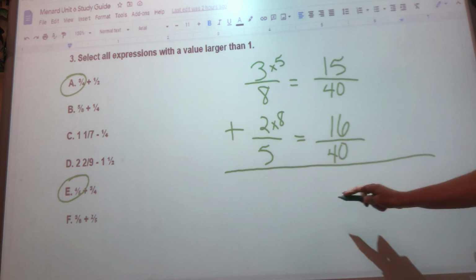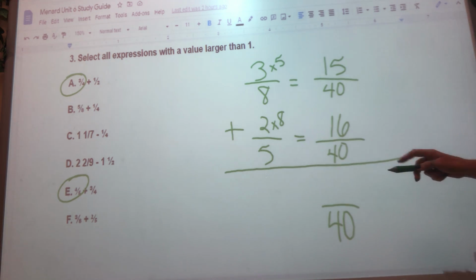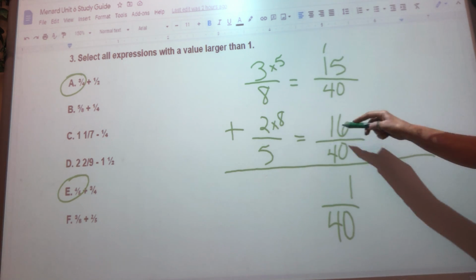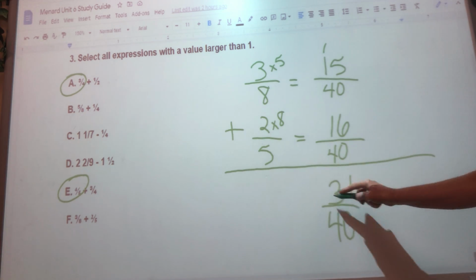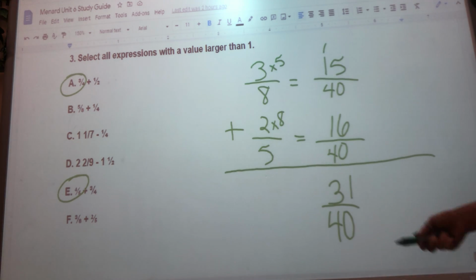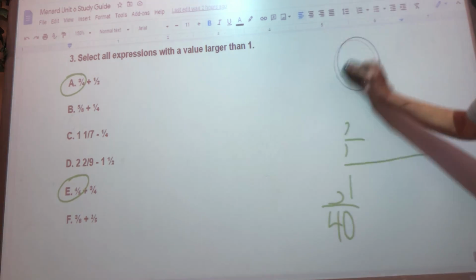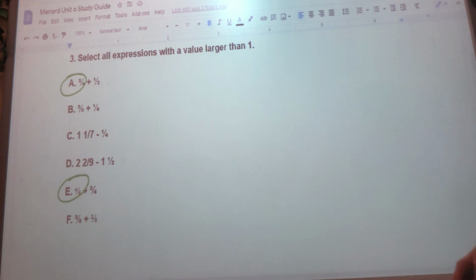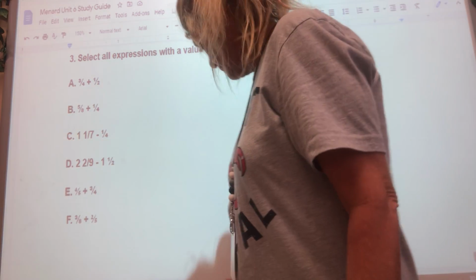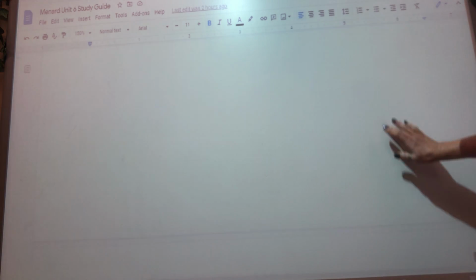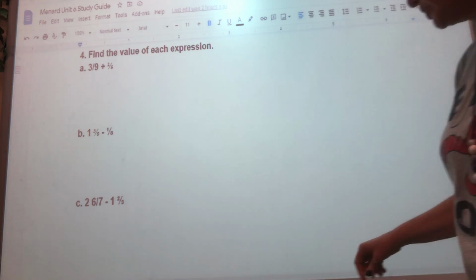15 is our new numerator, and we're adding. 5 plus 6 is 11. 1 plus 1 is 2, plus 1 is 3. So do I circle F? No, because this is a fraction which is less than 1. So it's only A and E. Good job. Out of 6 problems, only 2 of them were right. That's kind of sad. All right, find the value of each expression.